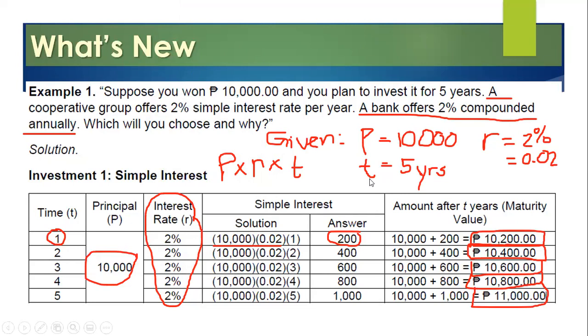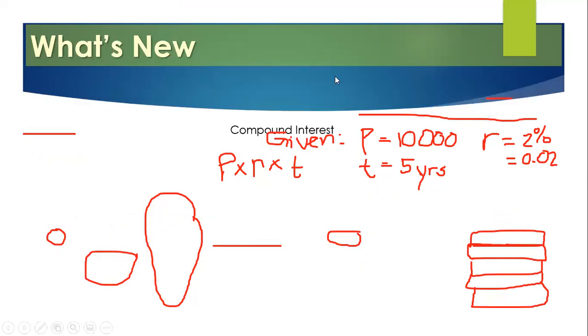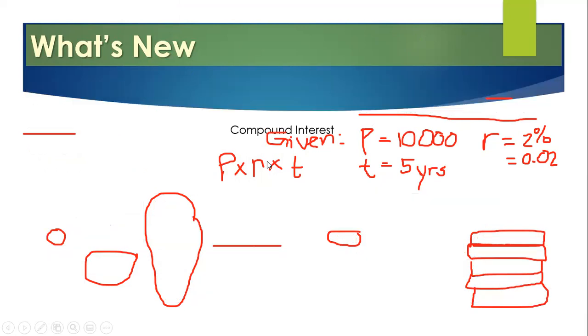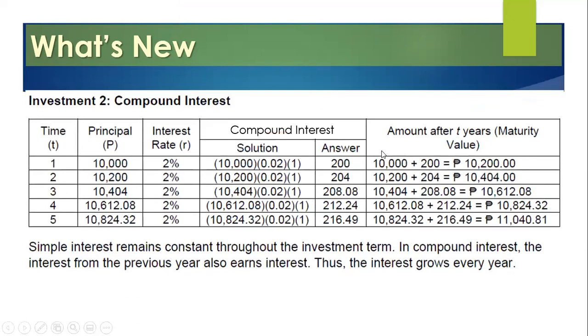Now, paano naman yung second option? So, yung bangko naman nag-offer sa'yo ng 2% pero compounded annually. Okay, titingnan natin. So, ganito po ang compound interest. So, sa unang year, tingnan natin. So, same lang, no?